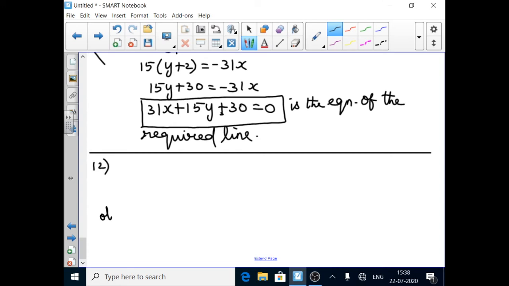Find the equation of the line through the point of intersection. So the point of intersection. So draw one line like this. First equation is... and bisecting the line segment. For bisecting you have to use midpoint. The line segment joining the points.